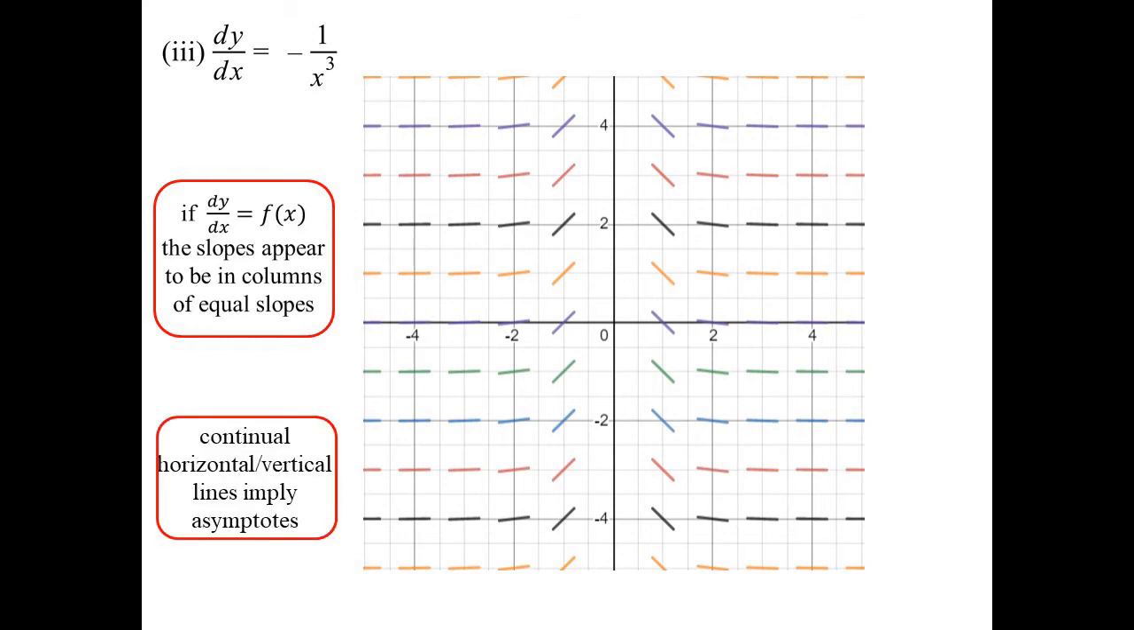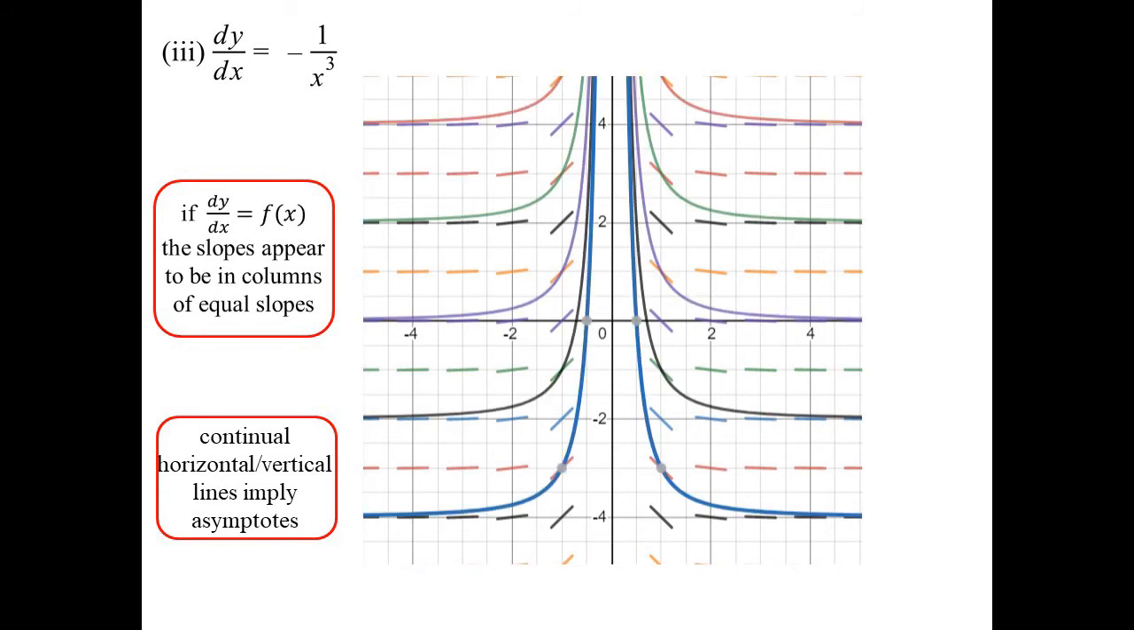The other thing, if you notice you have continual horizontal or vertical lines, you must end up with asymptotes. So at x equals 0, I didn't actually draw in the vertical lines, but we would have a vertical tangent there, if you like. The curve doesn't exist there. That's what we end up with. A whole heap of curves that look like y equals 1 on x squared, don't they? That makes sense, I suppose, because if you integrate minus 1 on x cubed, you would get some multiple of 1 on x squared.